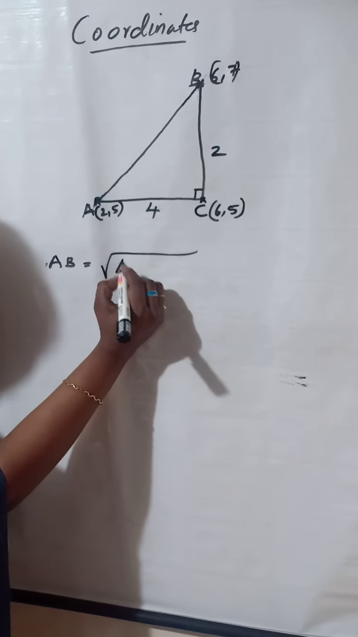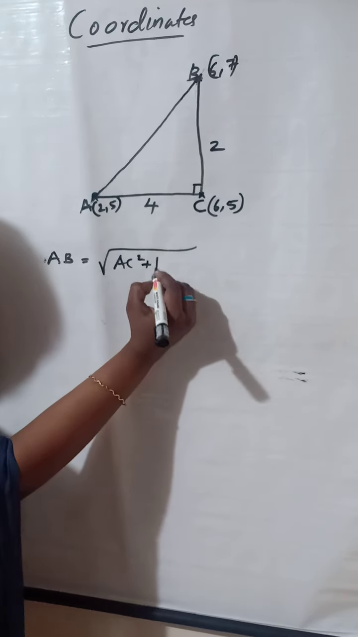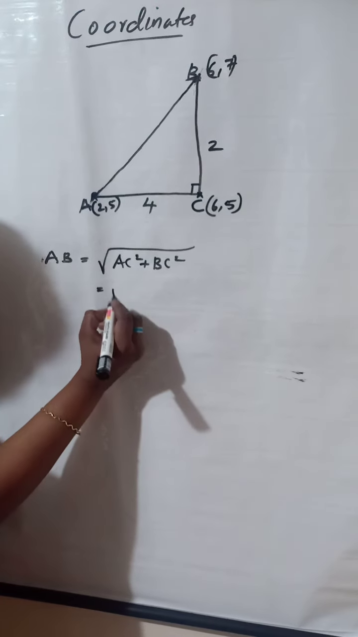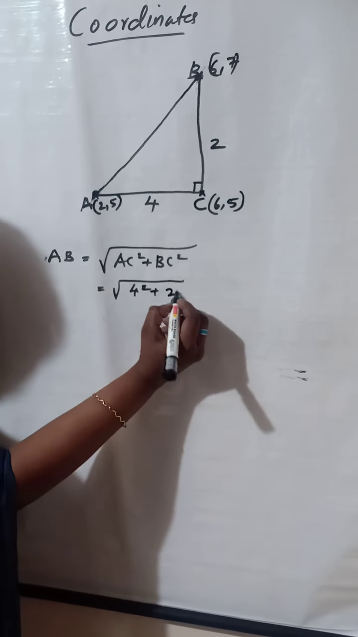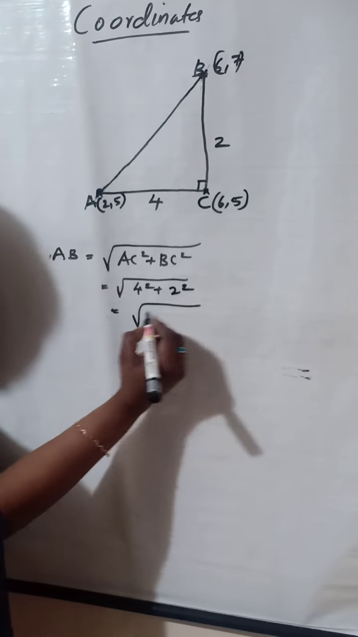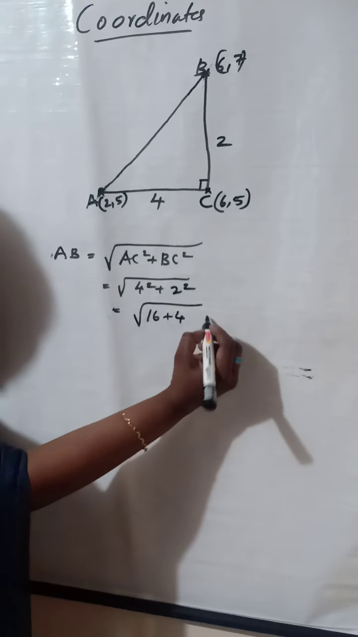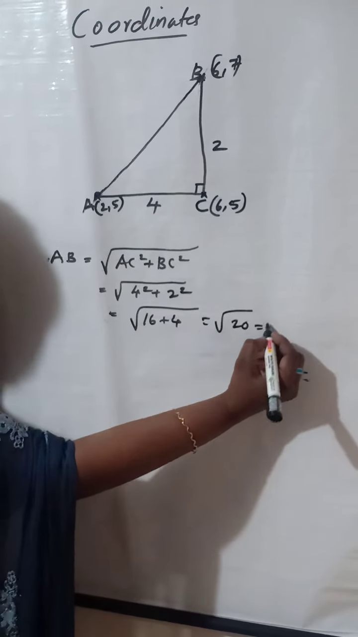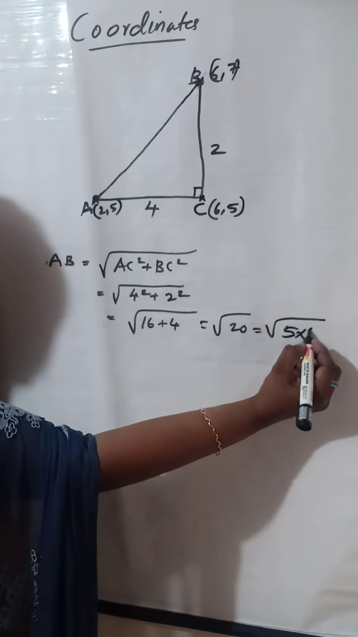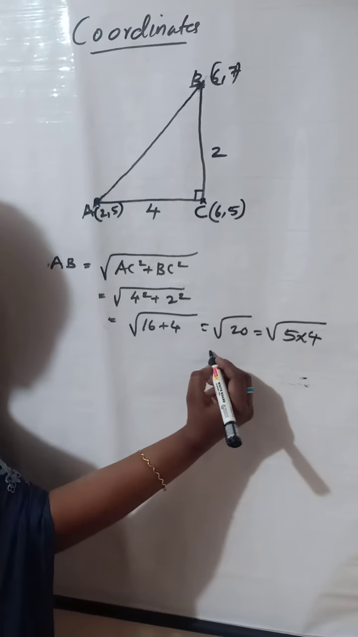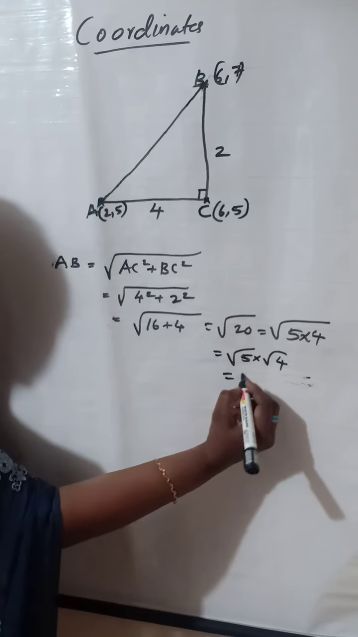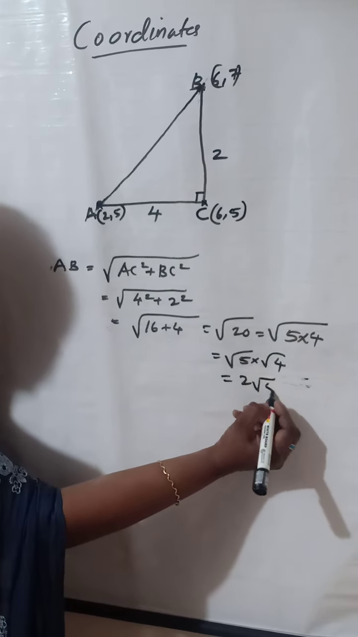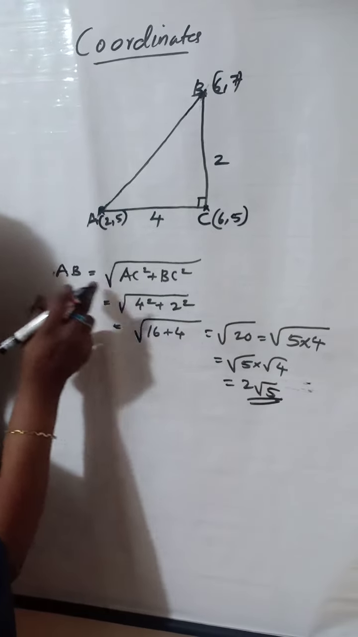So root of AC square plus BC square. What is AC? Root of 4 square plus BC square, which is 2 square. So that is root of 16 plus 4, equal to root 20, equal to root of 5 into 4. That is equal to root 5 into root 4, which is equal to 2 root 5. This is the distance between A and B.